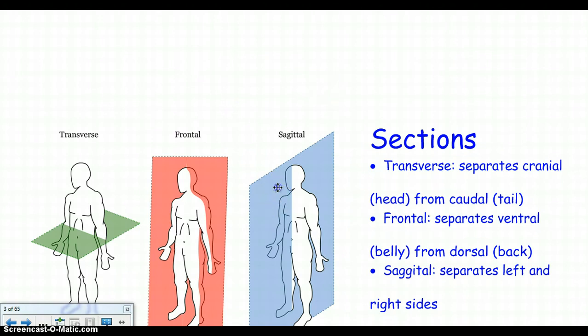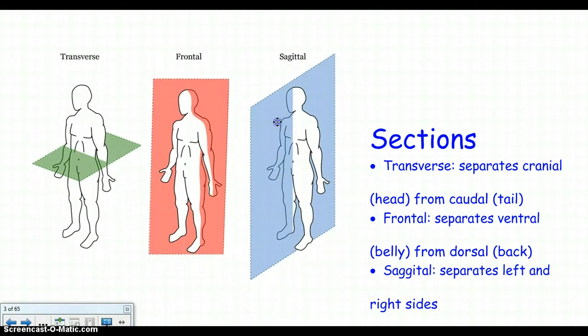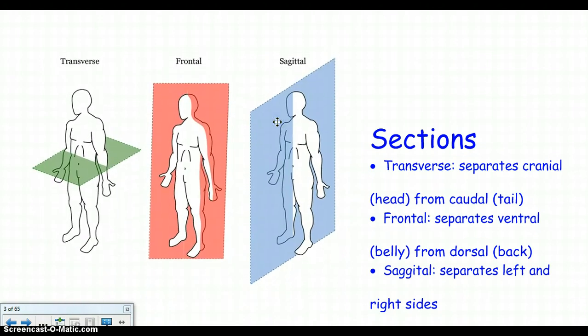This slide is showing you that there's three types of sections. So sections are just ways that you can cut a specimen. So the first one is called a transverse. And transverse is when you make an incision or a section that separates the cranial, which is the head, from the posterior, which is the tail end. A frontal section is one that divides the ventral, which is the belly, from the back, which is the dorsal surface. And a sagittal section is when you cut down the middle, splitting their left and right halves.